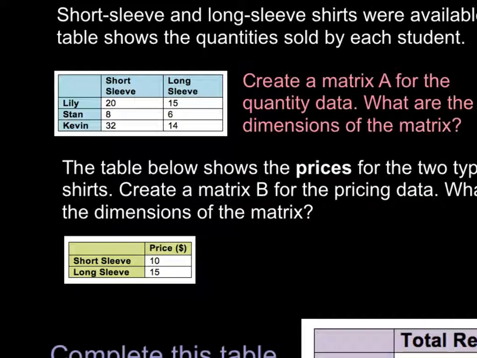If we notice, we've got two columns, short sleeve and long sleeve, and then we've got our three students, Lily, Stan, and Kevin. If we read this table, it says Lily sold 20 short sleeve shirts and 15 long sleeve shirts. Now Stan looks like he didn't do so well. He sold about 8 short sleeve and 6 long sleeve. And then Kevin looks like an overachiever. He sold 32 short sleeve shirts and 14 long sleeve. Alright, so we figured out how to read this table.